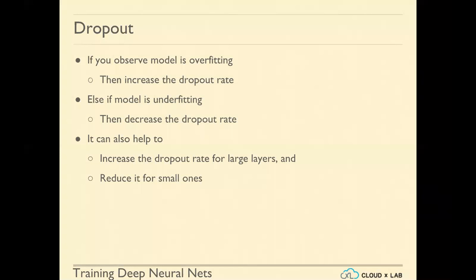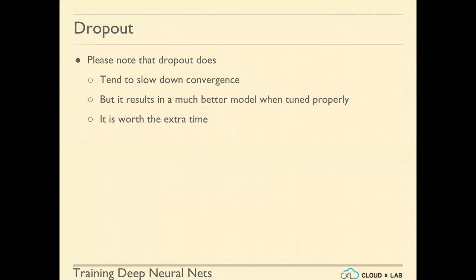The general rule of thumb is, let's say your model is giving good enough results but is also starting to overfit. Increase the number of neurons in the hidden layers, and then start the dropout. That would actually make more sense. Please note that dropout does tend to slow down convergence, but it results in a much better model when tuned properly. It is worth the extra time.